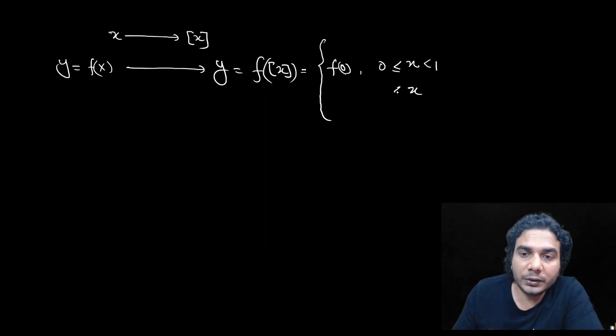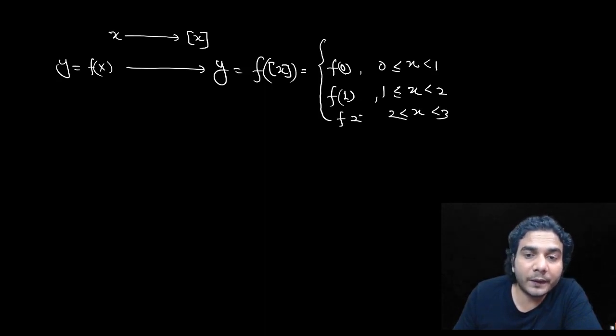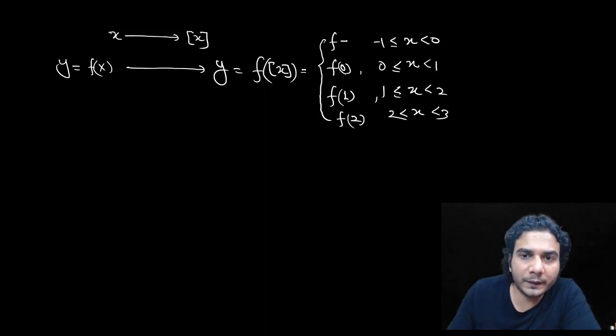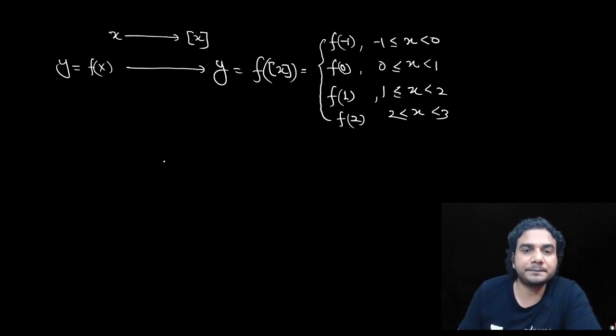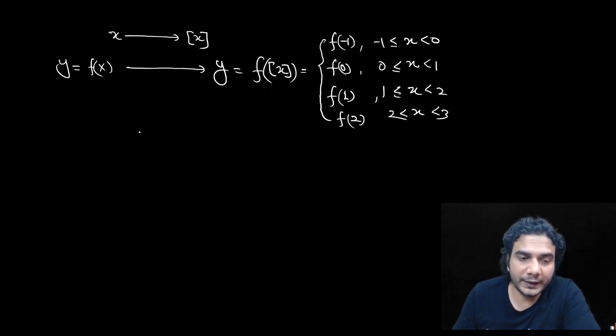Now when x belongs to 1 to 2, then the greatest integer of x will be 1, and it is going to be f of 1 only. And then when x belongs to 2 to 3, then you need to plot y is equal to f of 2, and f of 2 will continue, right? And then when x belongs to minus 1 to 0, then the greatest integer of x will be minus 1, and you need to plot f of minus 1, and like that. Okay, so I'll give you one example here.